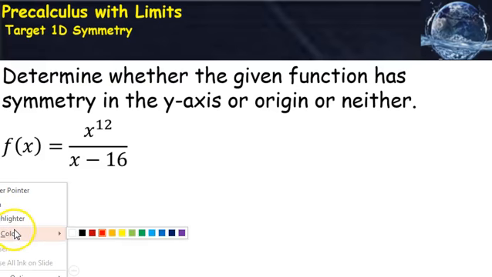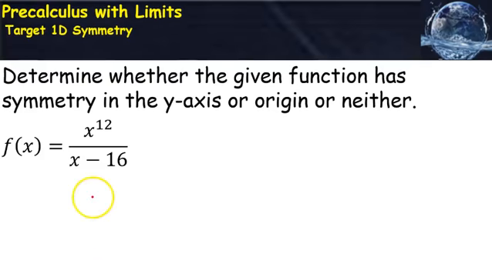Okay, this is target 1D on symmetry, and we're only looking for symmetry over the y-axis or the origin. These are given to be functions, and if it's a function, that means it cannot be symmetric over the x-axis. So we're only looking for either the y-axis or the origin.